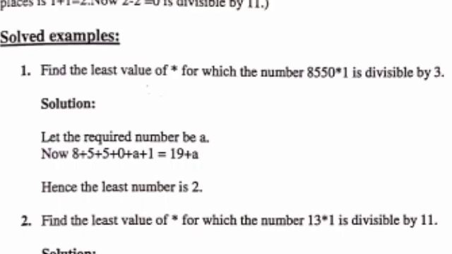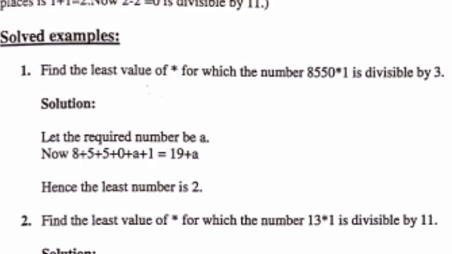Now some examples. Example 1 is given: find the least value of star for which the number 8550 star 1 is divisible by 3. A simple question. If the number is divisible by 3, then the sum of the digits must be divisible by 3. If we add the digits, that means 8 plus 5 plus 5 plus 0 plus a plus 1, which is equal to 19 plus a. Let star be equal to a.